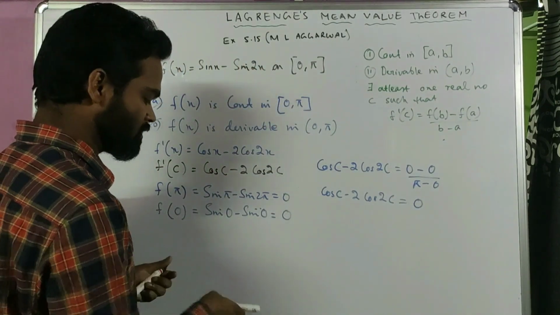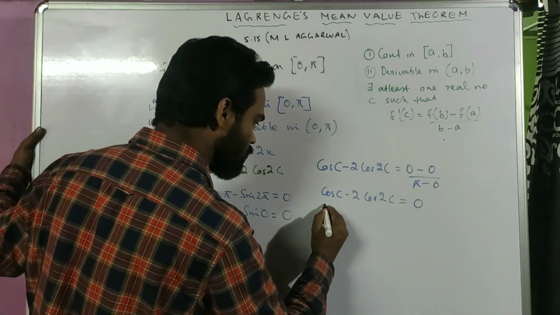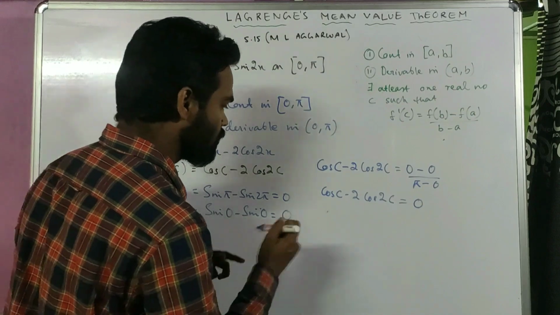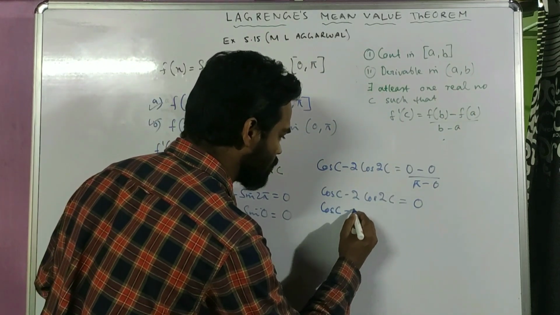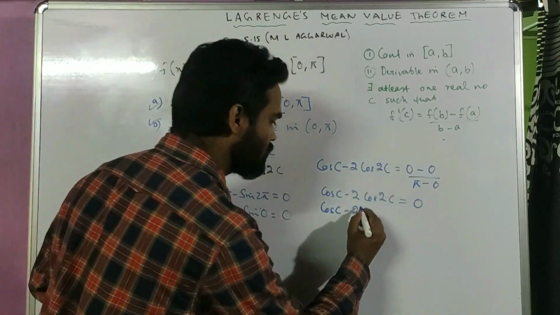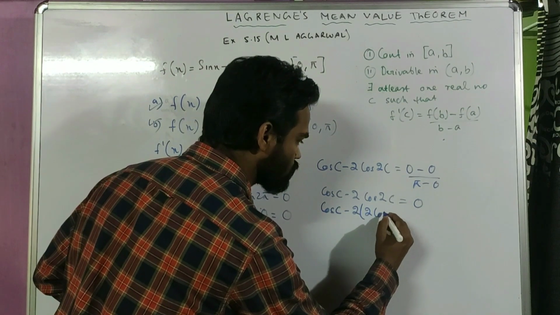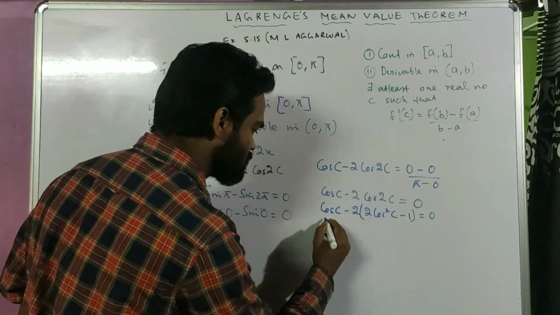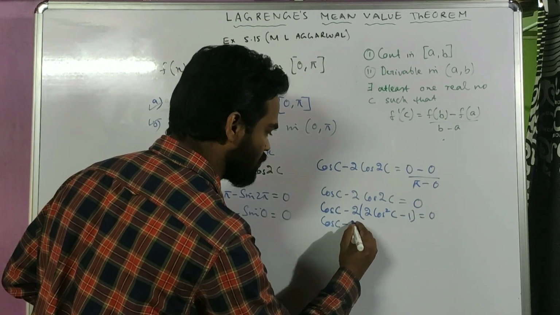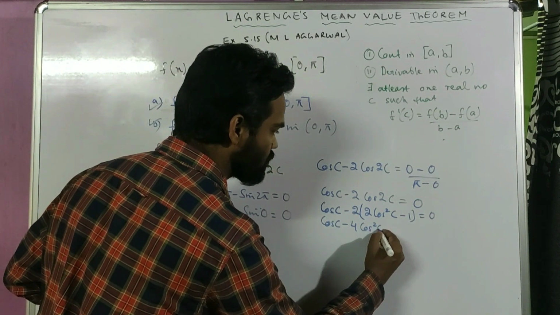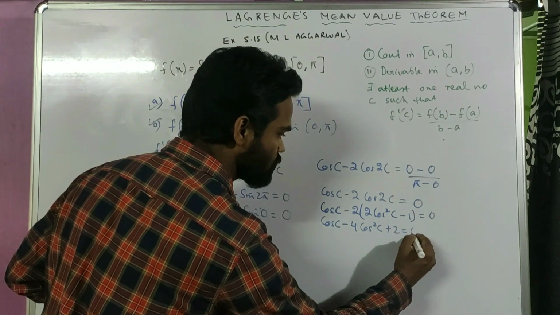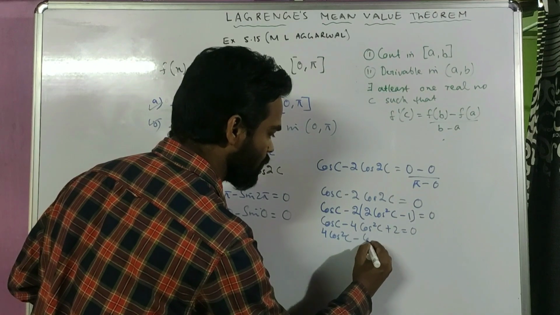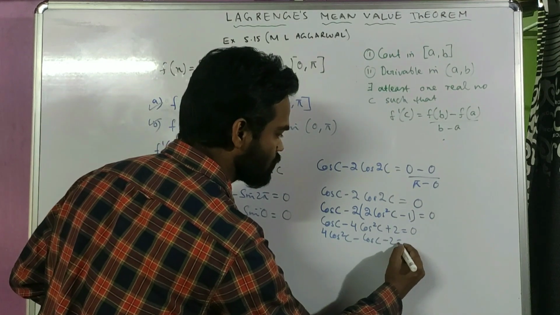Now we'll simplify this. How to simplify this? This is cos c minus 2 cos 2c. We can write 2 cos square c minus 1 equals 0, which means this becomes cos c minus 4 cos square c plus 2 equals 0, which means this we can write as 4 cos square c minus cos c minus 2 equals 0.